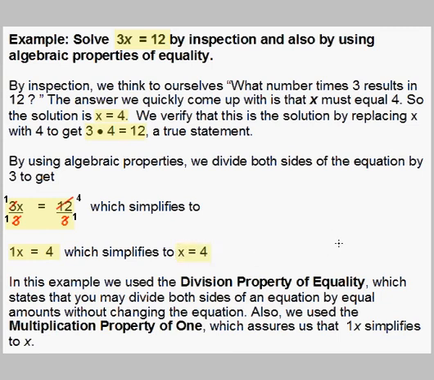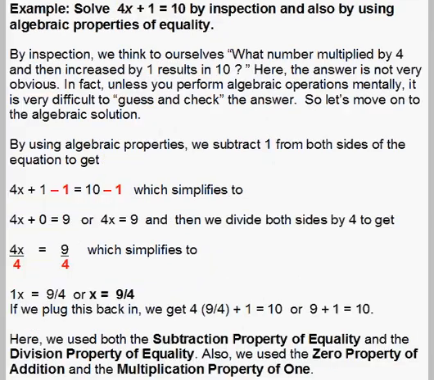In this example, we use the division property of equality to divide both sides by 3. And we use the multiplication property to rewrite 1x as just x, because the multiplication property of 1 assures us that 1 times x, or any variable, just equals x, or that variable.